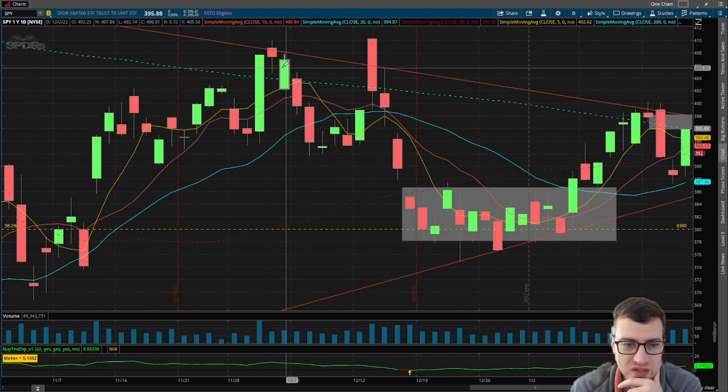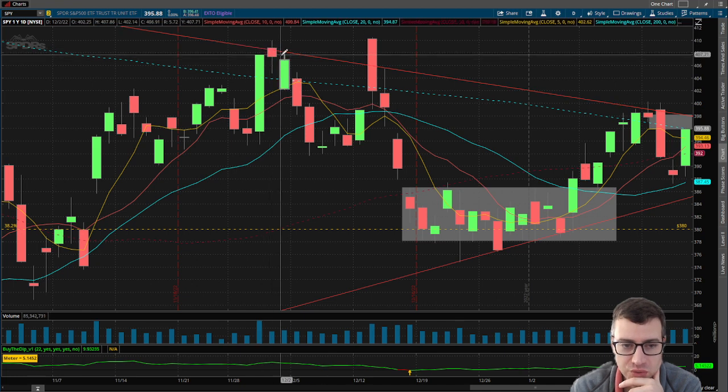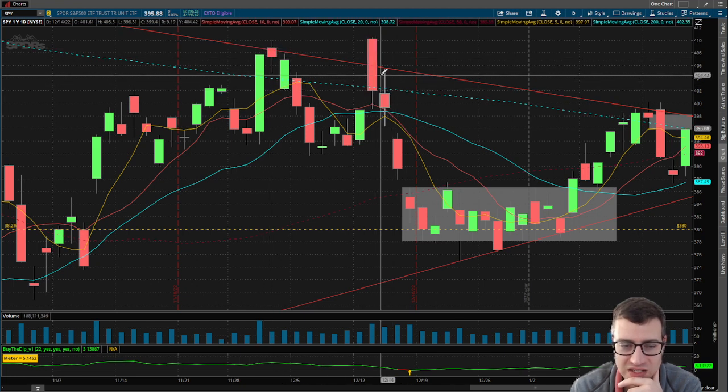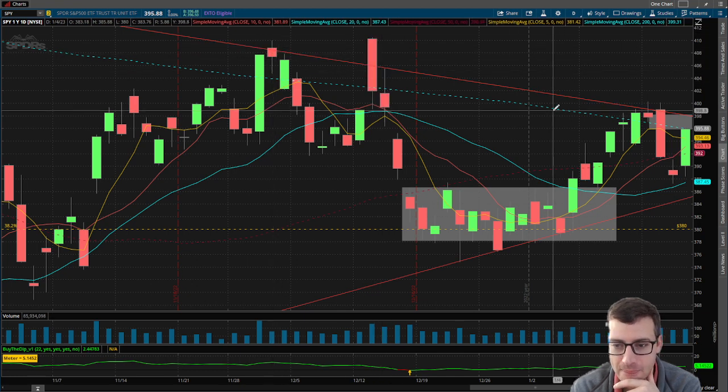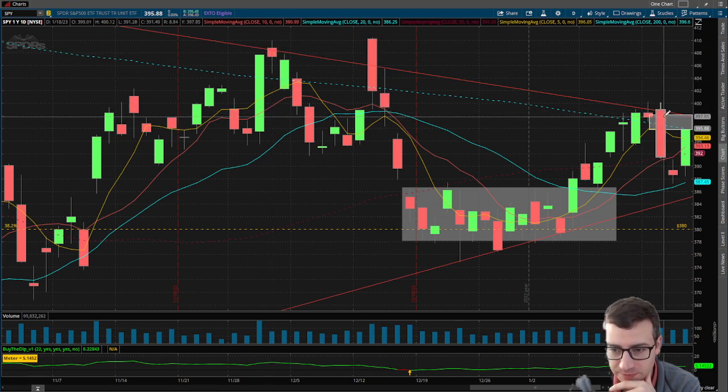As you can see, price has been above the trend line many times, but it has not been able to hold above the trend line for a day. It hasn't been able to do it. Didn't do it here.